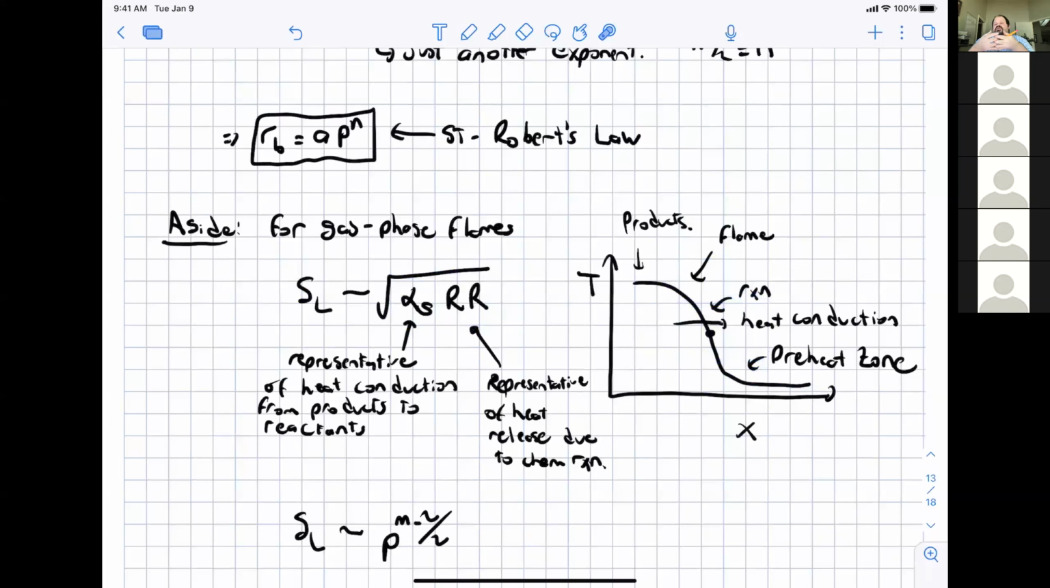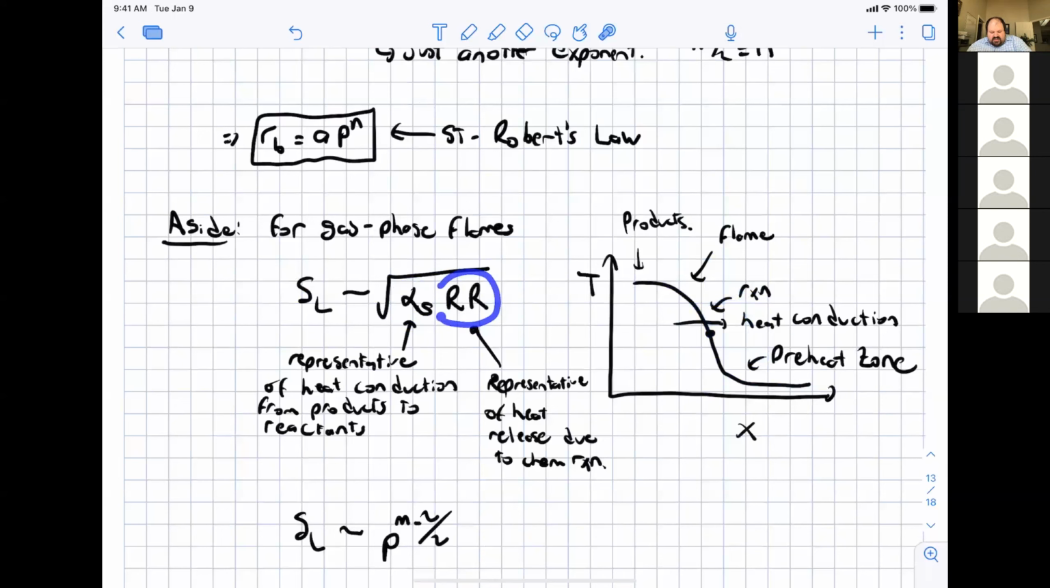And so to keep a stable propagating flame, some physical process needs to occur that is heating up those cold reactants to the point where they can burn. And that process is heat conduction from the high temperature products to the cold reactants. Okay, but now that heat conduction is removing energy away from the flame zone. So if it removes too much, you start to slow down the chemical reactions.